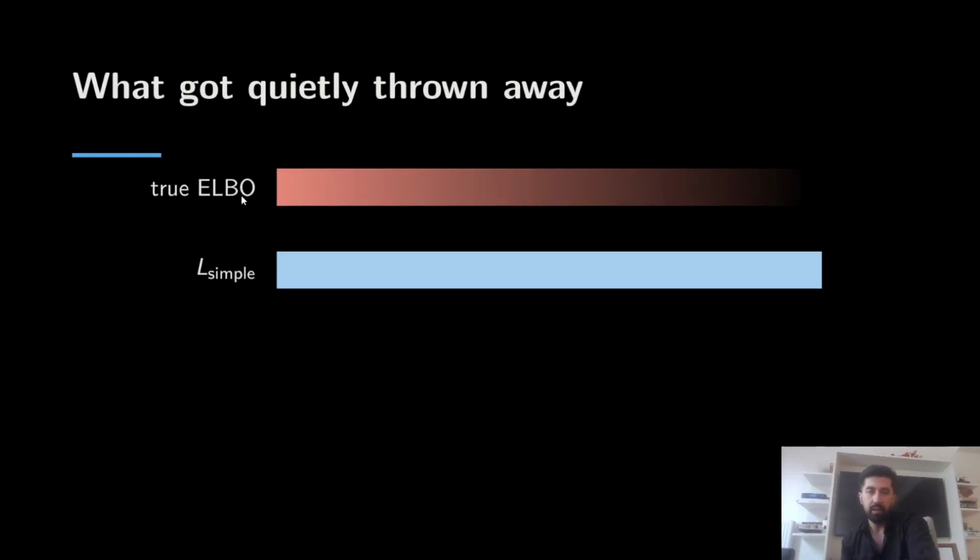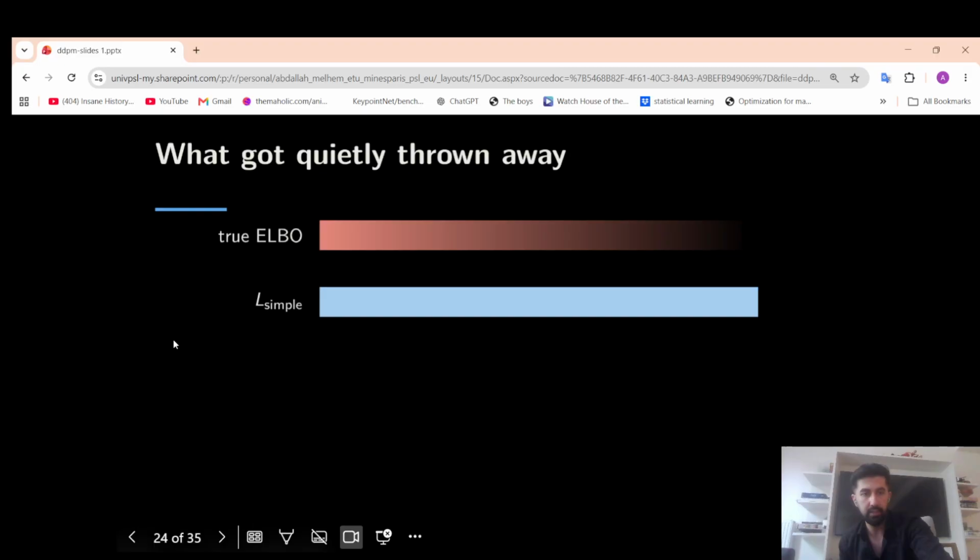As I discussed in earlier slides, the true ELBO has three terms. The first one gets thrown away in the gradient descent. However, as for the third term, let me show it to you over here.